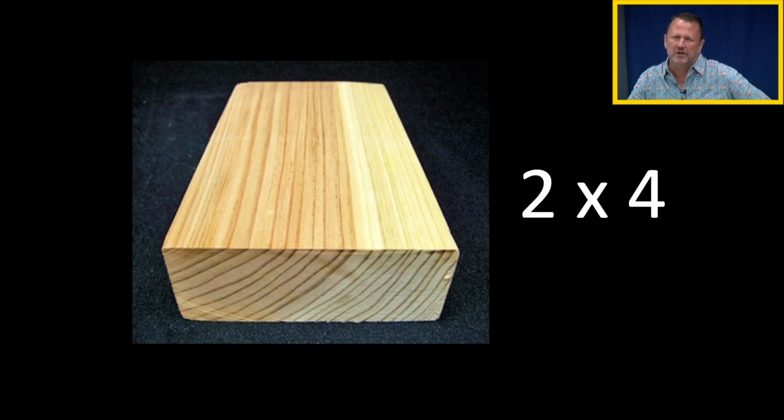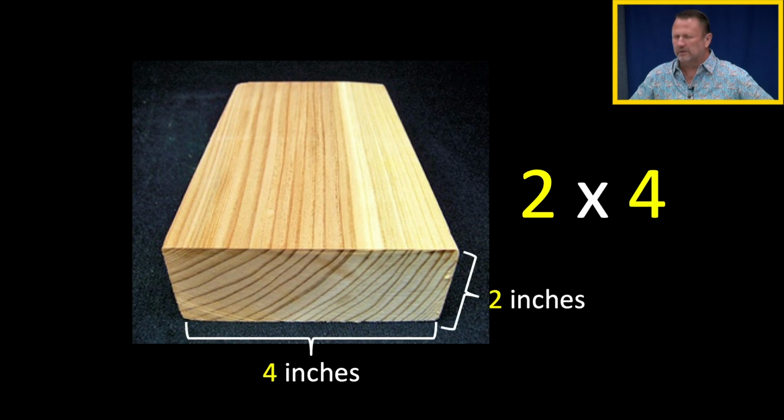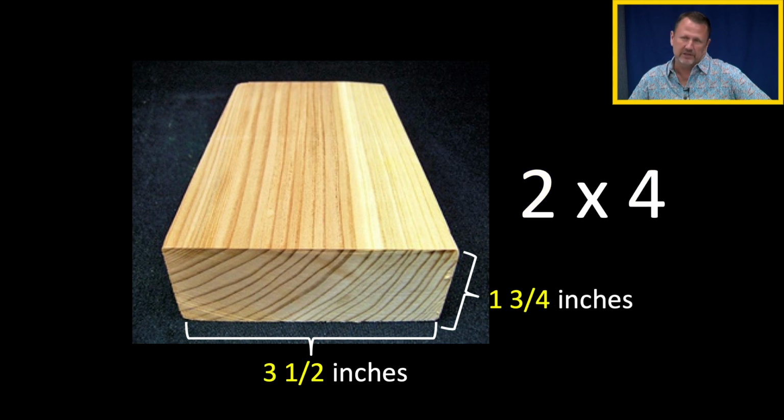If you're in construction, you know what this is, a 2x4. And how did it get its name? Well, it's 2 inches by 4 inches. That's how it got the name 2 by 4. But if you get your measuring tape out, it's not 2 inches by 4 inches. It's 1 3/4 by 3 1/2. And so it's about 2 inches by 4 inches. It's supposed to be 1 3/4 and 3 1/2.